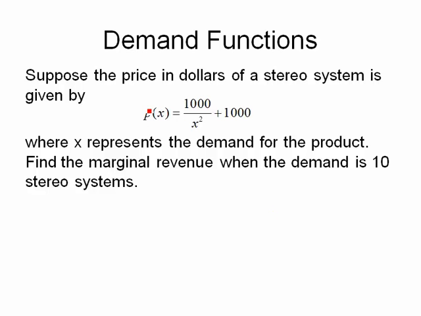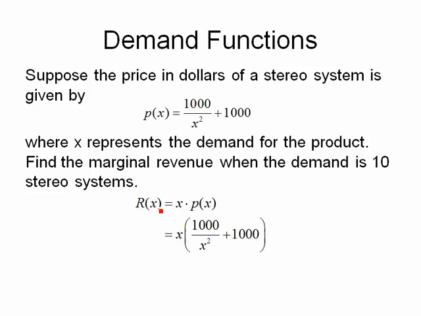So let's do a problem that involves a demand function that is not a constant. Suppose the price in dollars of a stereo system is given by P of x equals 1,000 divided by x squared plus 1,000, where x represents the demand of the product and presumably is the number of stereo systems. Find the marginal revenue when the demand is 10 stereo systems.